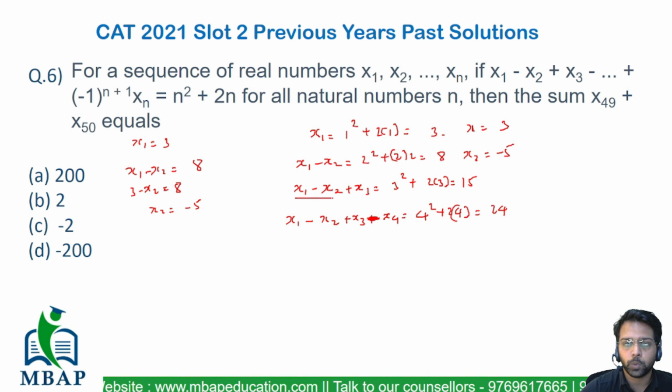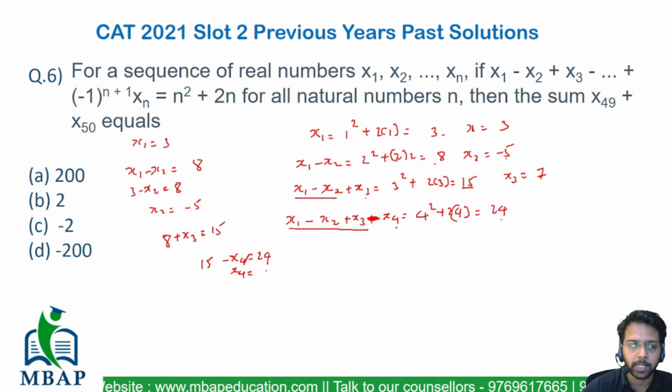Now x1 minus x2 plus x3 is equal to 15. x1 minus x2 has already been given to me as how much? 8. So the question says 8 plus x3 will be equal to 15. So the value of x3, obviously all of you will find to be equivalent to 7. Now x1 minus x2 plus x3, if you subtract x4, is now becoming 24, which says 15 minus x4 should be equivalent to 24. So what will be x4? x4 will be equivalent to 15 minus 24, which is basically minus 9. So you got x4 to be as minus 9.